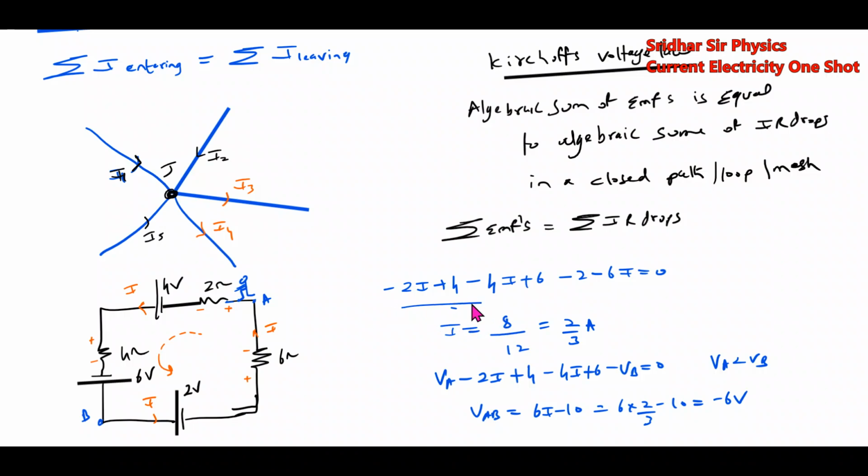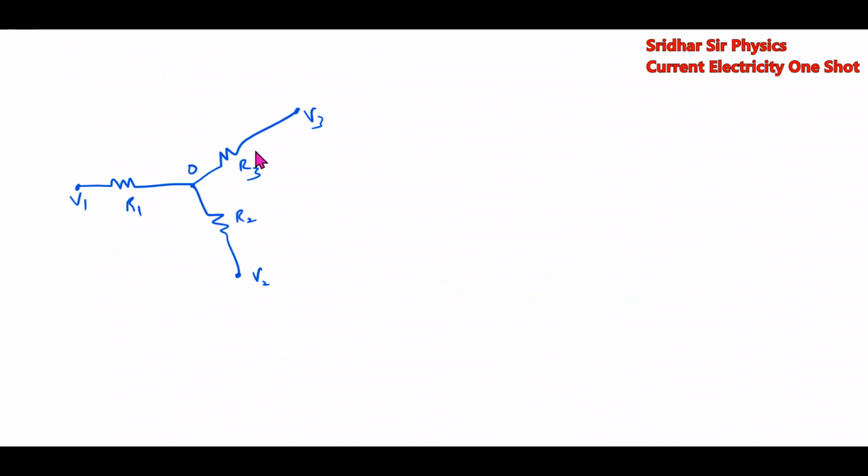Like that you can write the KVL. This is called a loop equation, Kirchhoff's voltage law, the loop equation. How to find out the potential at point 2? So I have the circuit like this. These ends are maintained at potentials V1, V2, V3. We have to calculate the potential at point 2.